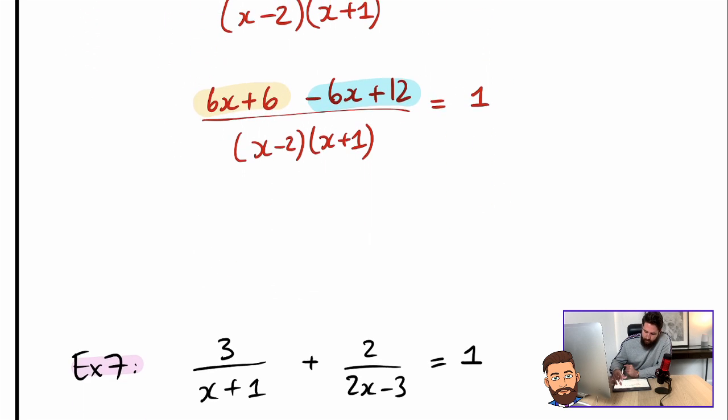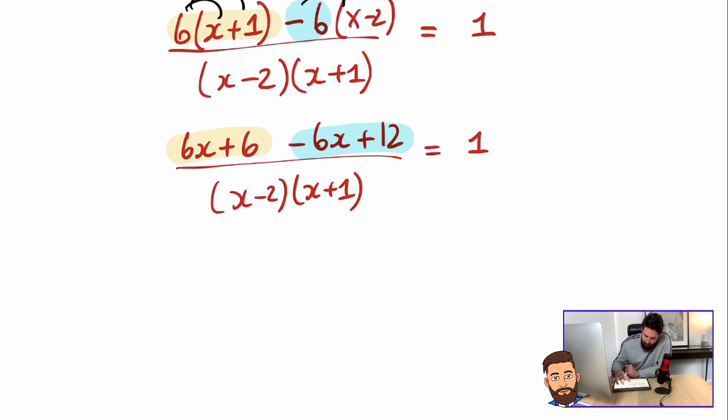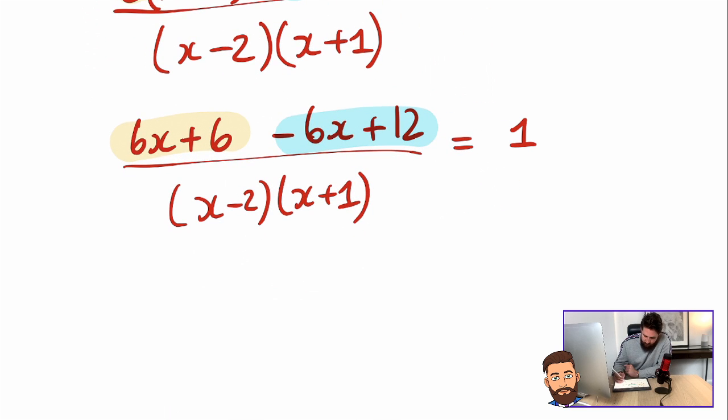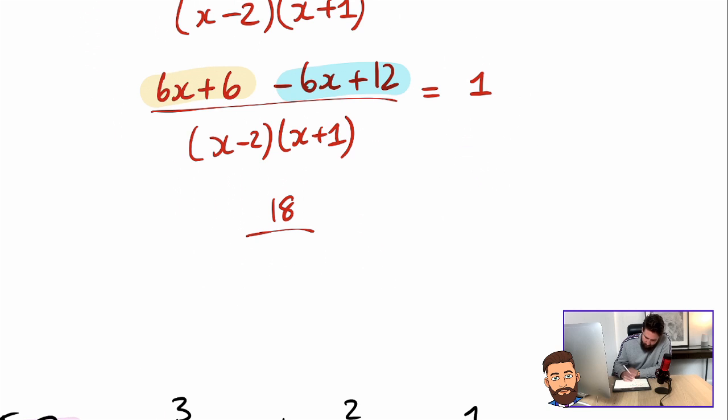If we continue to tidy the top, we can now collect some like terms here. We've got 6x minus 6x. Well, that's going to cancel. They cancel each other. Then you've got 6 plus 12. Well, 6 plus 12 is 18 over x minus 2 and x plus 1. And that all equals 1.